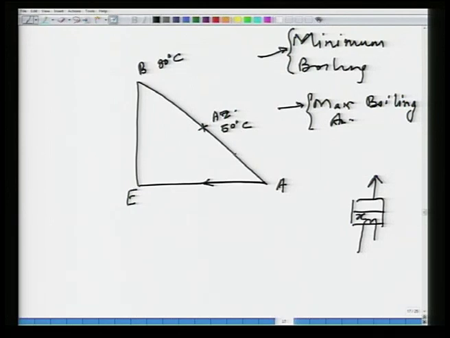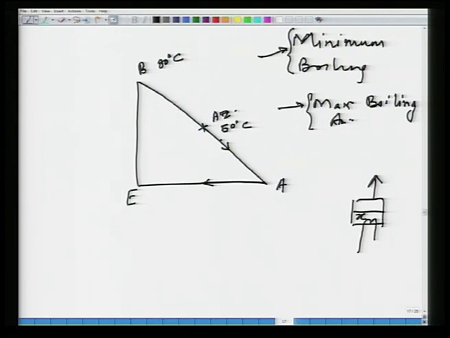Now if I have a composition that's, let's say, anywhere on this side, or somewhere here, let us say I have an initial composition in the still which is here. Now, because the azeotrope is lighter than pure A, as I do this simple boiling exercise, the composition of the residue in the still will move this way.